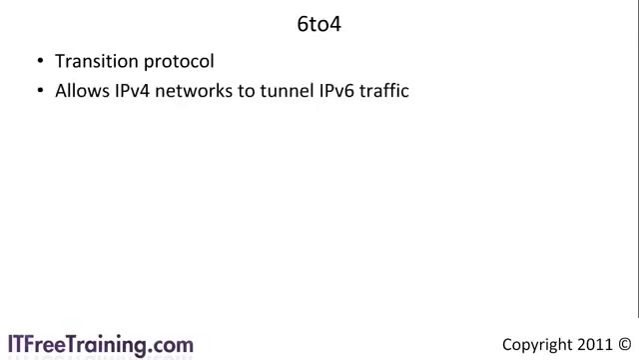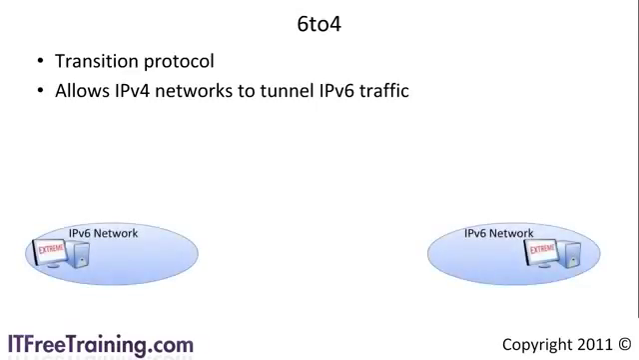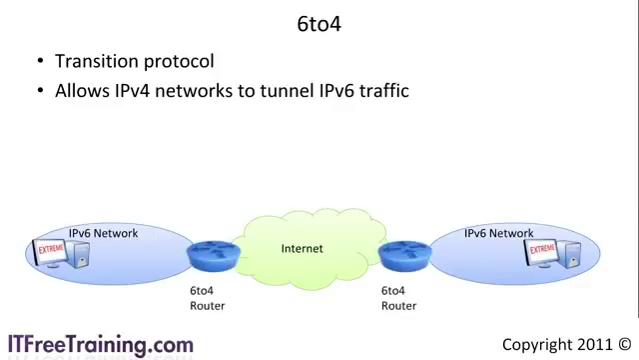6to4 allows existing IP version 4 networks to be used to tunnel IP version 6 traffic. Consider this example. There are two IP version 6 networks and you want to communicate between them. Between them you have the Internet, which at this time is mostly IP version 4, with very little IP version 6 routing. To communicate between the two networks, a 6to4 router is used to tunnel the IP version 6 protocol over the Internet. To do this, a public IP version 6 IP address is used.